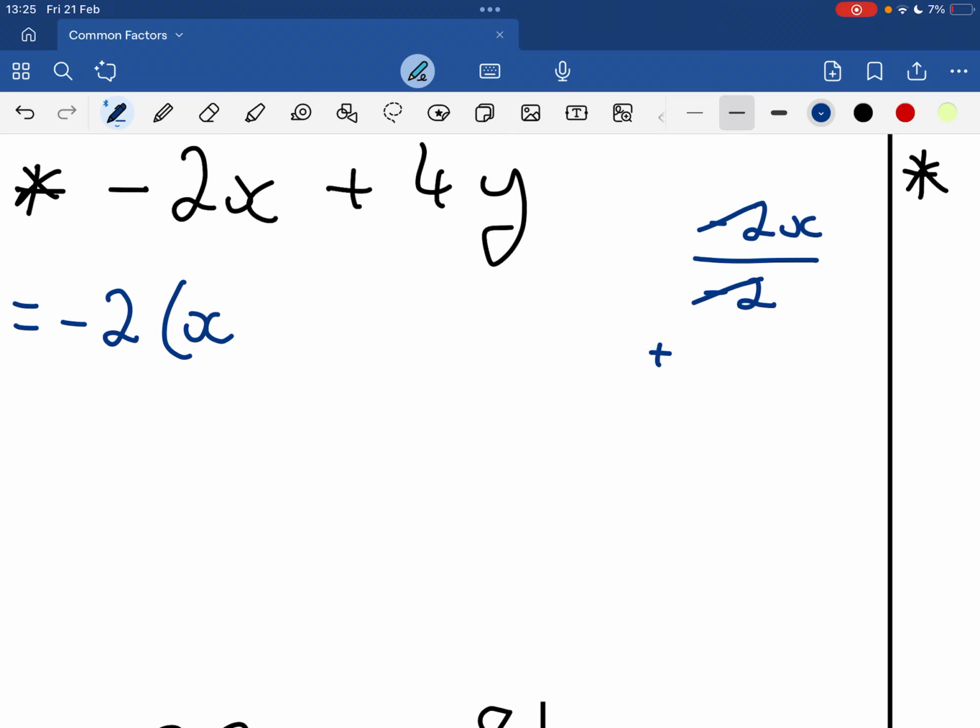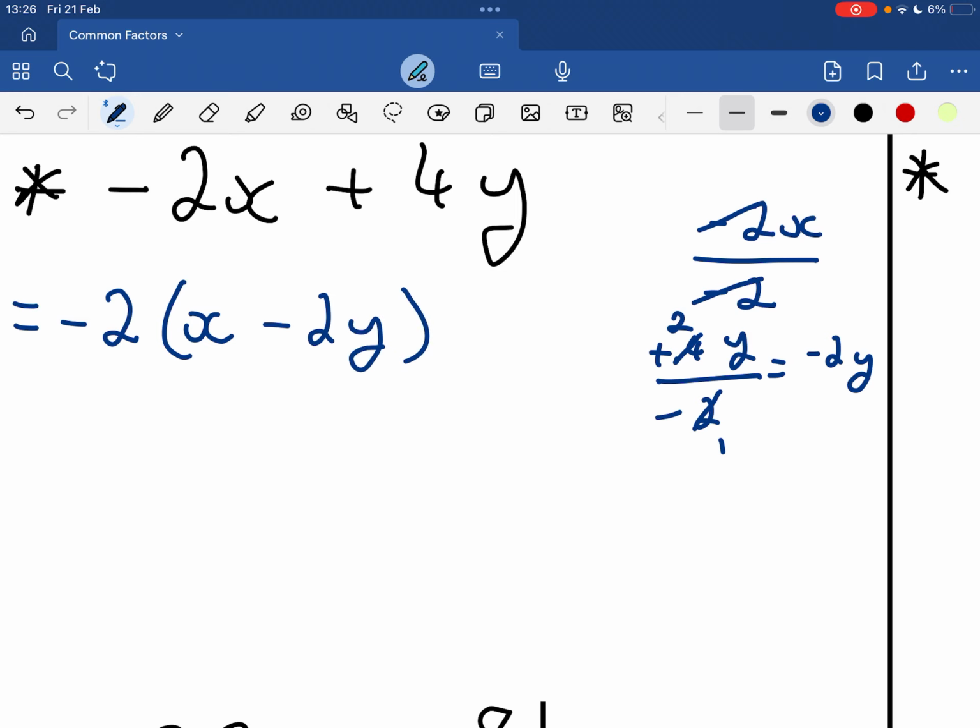The second term, positive 4y, if I divide it by negative 2, 2 goes into 2 once, 2 goes into 4 twice. So now I have positive 2y over negative 1. Now we know from our study of negative numbers that a positive divided by a negative is a negative. So this is actually negative 2y. So we must have minus 2y here.